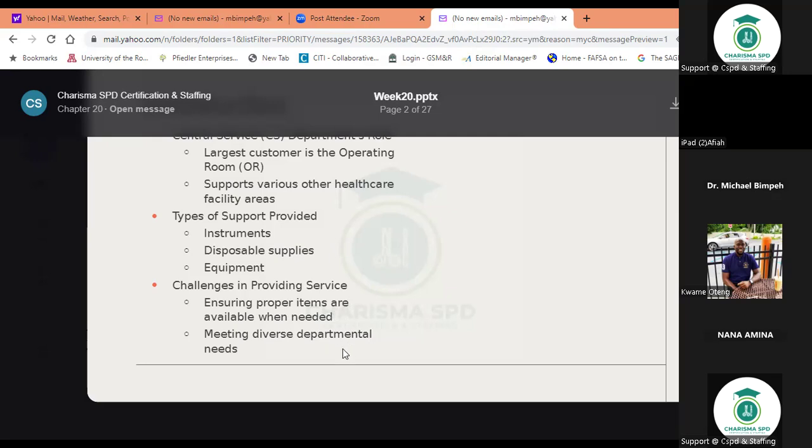Meeting diverse departmental needs, yes. So many departments: cardiology, GYN, dental, etc. And it is just not easy to meet the needs and keep tracking. Some of them have a specific number or level of inventory, and they always track that to make sure nothing is missing. Oh, we brought you 10 dental picks, why did you return only 9? These are some of the things that you hear. So it's not easy meeting all these diverse needs.